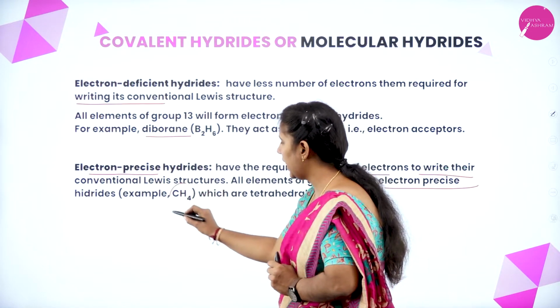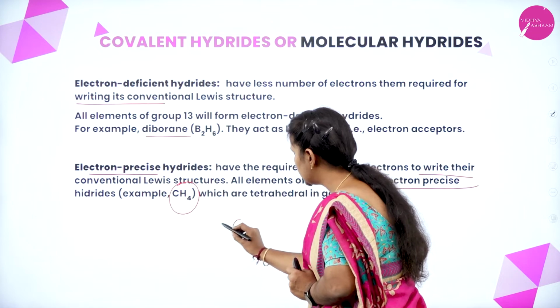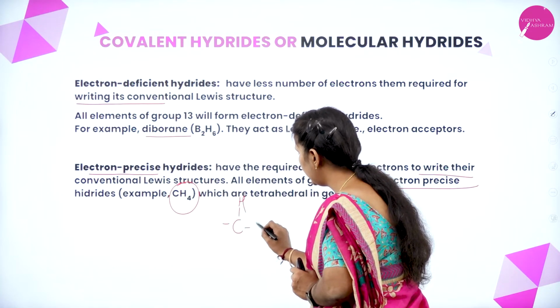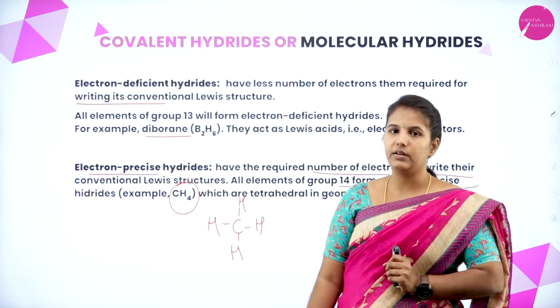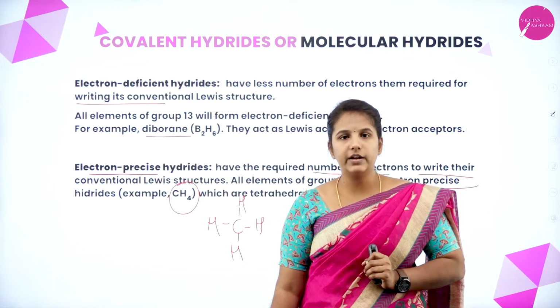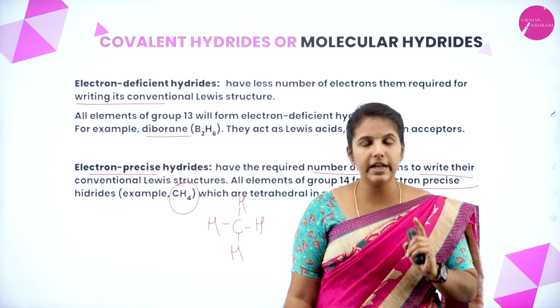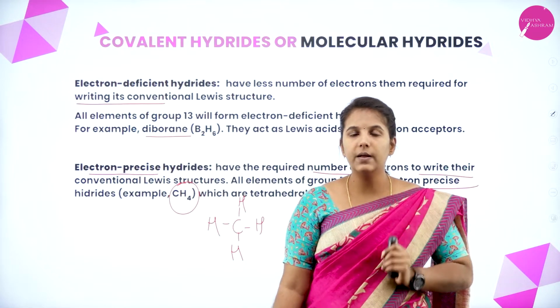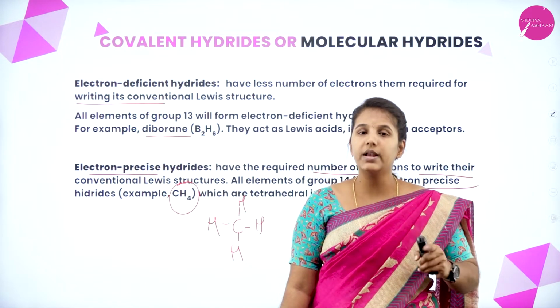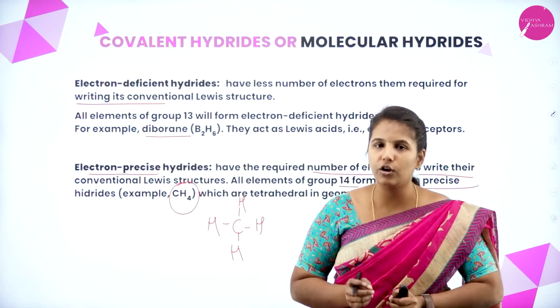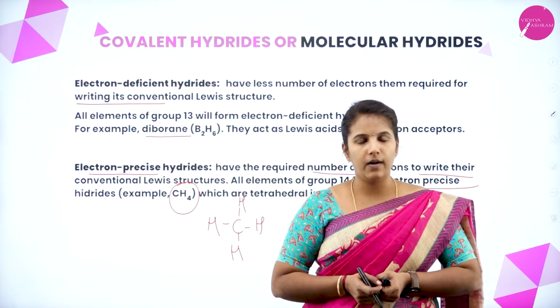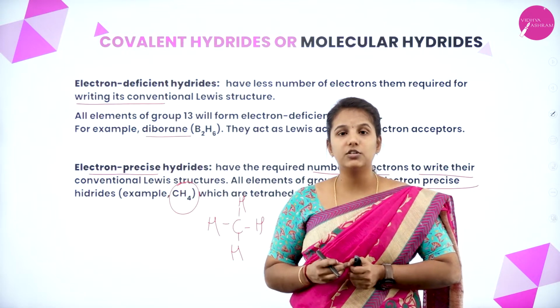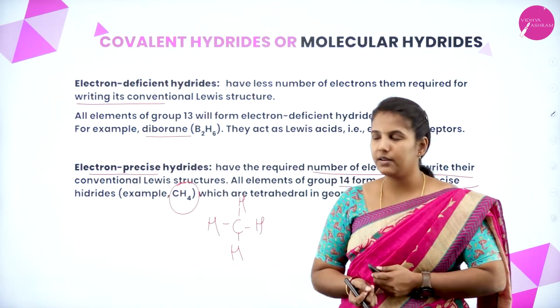An example is CH4. So in CH4 we know that there are 4 hydrogen atoms, and the 4 hydrogen atoms each donate 1 electron to the carbon atom, and carbon itself shares 1 electron with each hydrogen atom, forming covalent bonds. Hence it is known as an electron precise hydride.